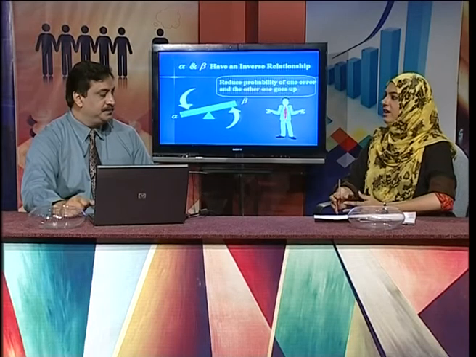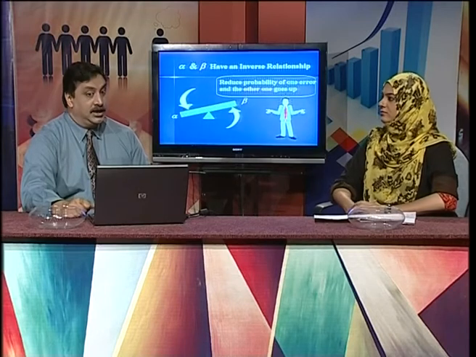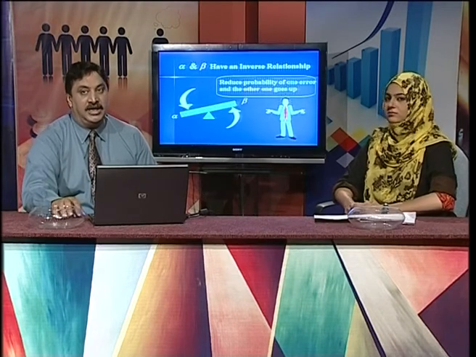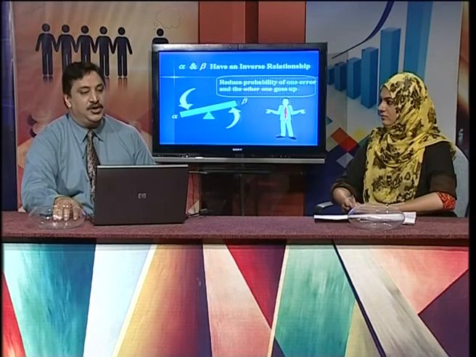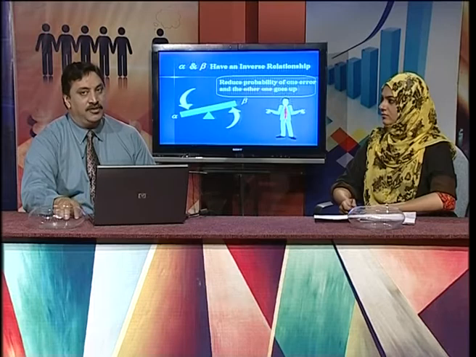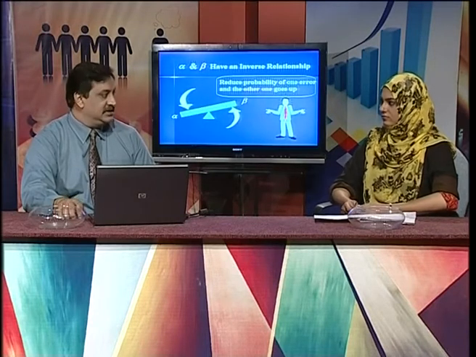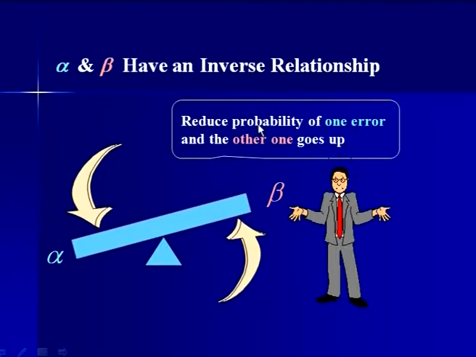Sir, are alpha and beta related in some way? Yes, basically between alpha and beta we have an inversely proportional relationship. If we increase the value of alpha, automatically the value of beta is going to decrease. Okay. And we may say that if we reduce the probability of one error, the other one goes up.